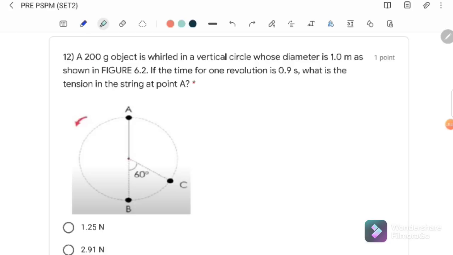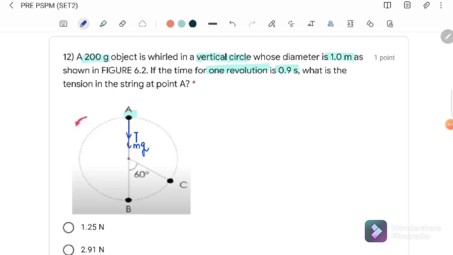Question number 12. A 200 gram object is rolled in a vertical circle whose diameter is 1 meter. If the time of one revolution is 0.9 seconds, what is the tension in the string at point A? So we want to find the tension at point A. Question number 12 is actually chapter 6. Here we want to find the tension, meaning that at point A there is a tension and at the same time it experiences weight.